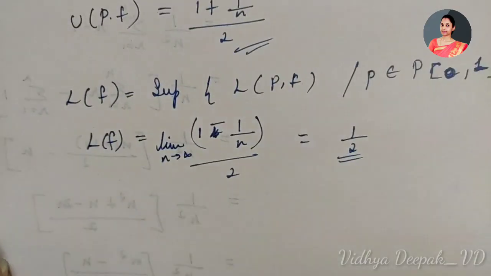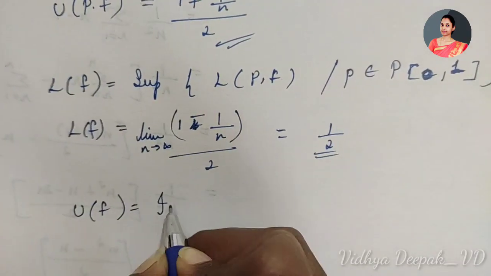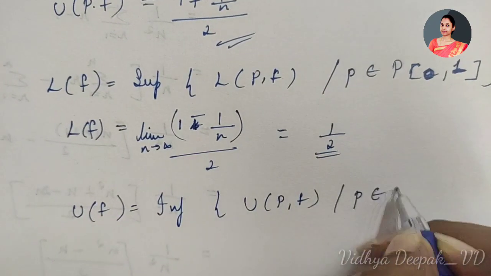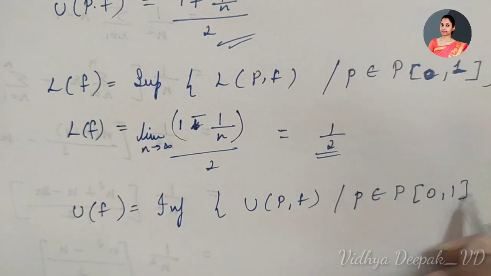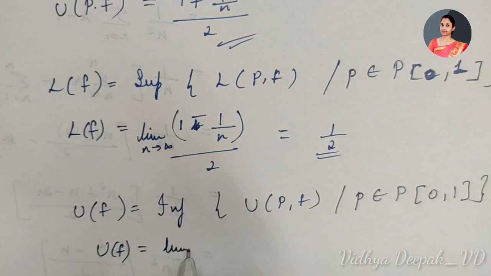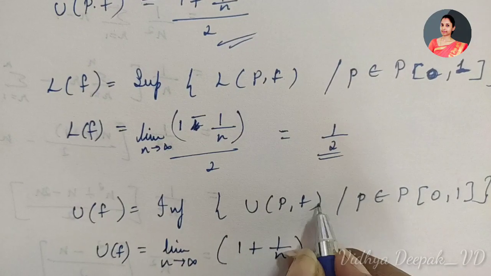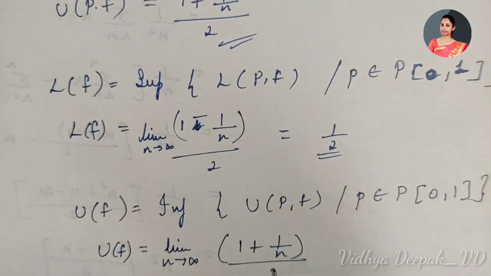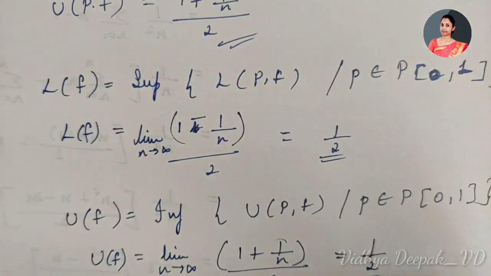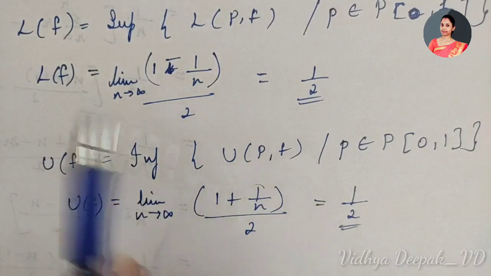Now let's check out UPF. What is the value of UF? That is the infimum of UPF such that P belongs to P of 0 comma 1. We have UF is equal to limit n tends to infinity of 1 plus 1 by n whole divided by 2, as that was the UPF value. Now applying the limits, this becomes 0. That means we have 1 by 2. So what is the value of UF and LF? UF is 1 by 2, LF is 1 by 2.